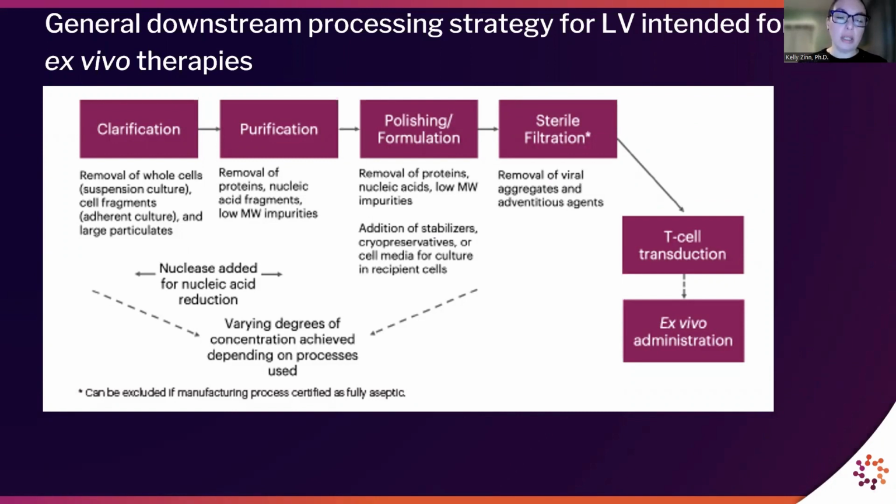Now, ultimately, downstream processing still strives to maximize vector recovery, and the challenges of downstream purification include the sensitivity of the lentiviral vector to temperature, pH, and shear stress. Downstream processing yields are usually 10 to 25% of the harvest, so it's really important to employ strategies to prevent vector loss.